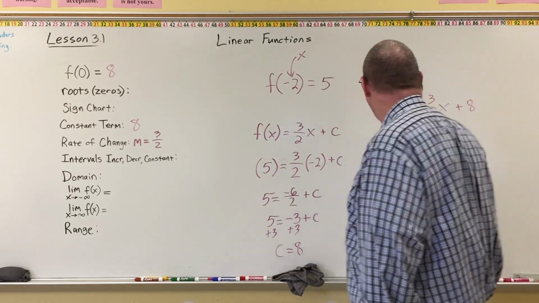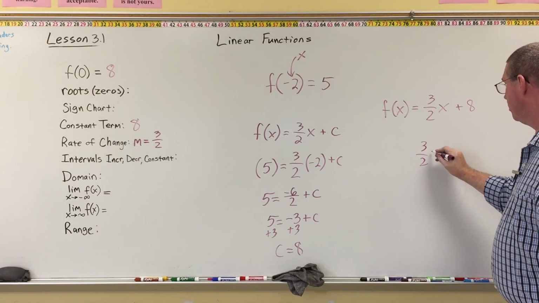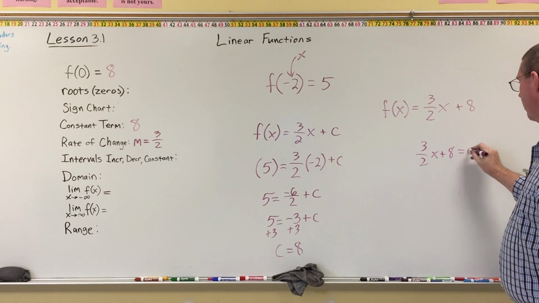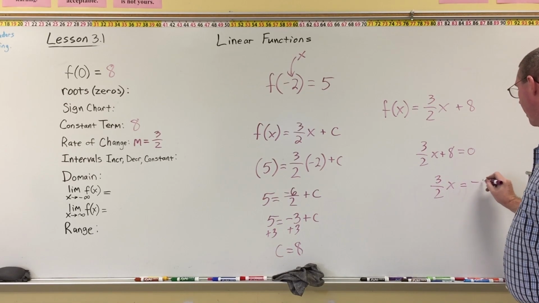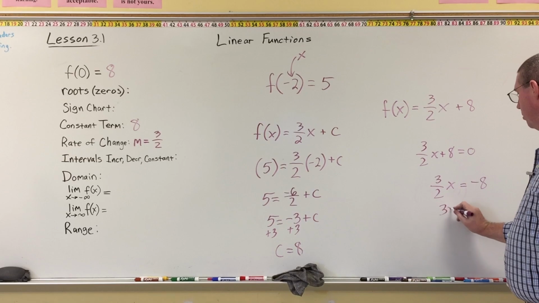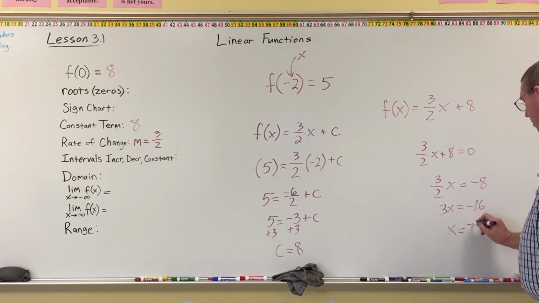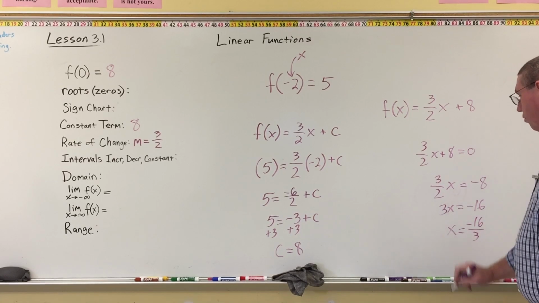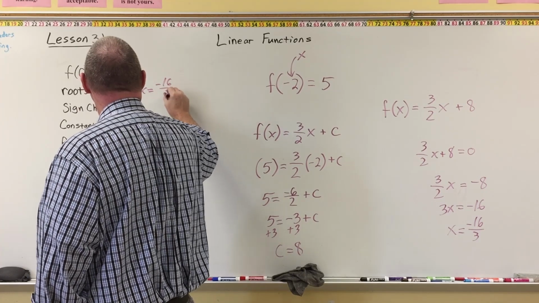And now we can identify the roots by setting this equal to 0. 3 over 2x plus 8 equals 0. Minus 8 on both sides. We get 3 over 2x equals negative 8. Multiply by 2. 3x equals negative 16. Divide by 3. x is equal to negative 16 over 3. And so our root is x equals negative 16 over 3.